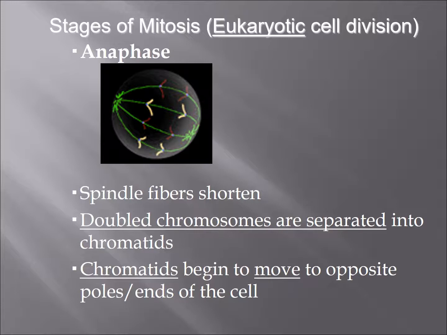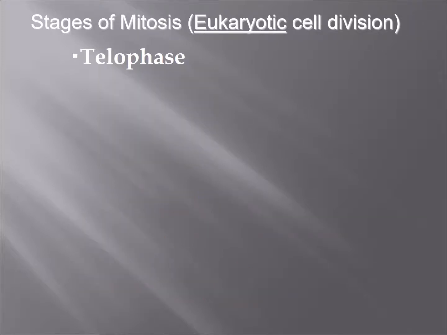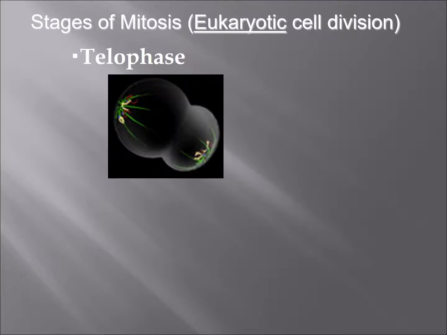The chromatids, of course, are moving to the opposite poles or ends of the cell. Telophase. I like to remember this one by thinking you have to use a telephone to call people who are far away. In telophase, the chromosomes get the farthest away and we start to create the two cells. Telophase is creating two.